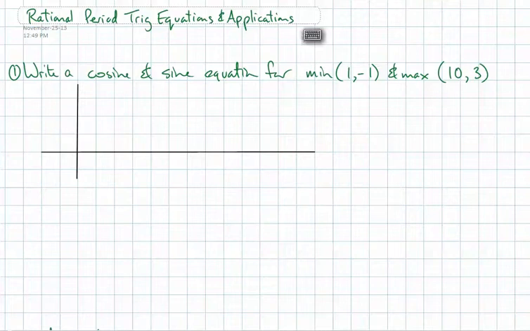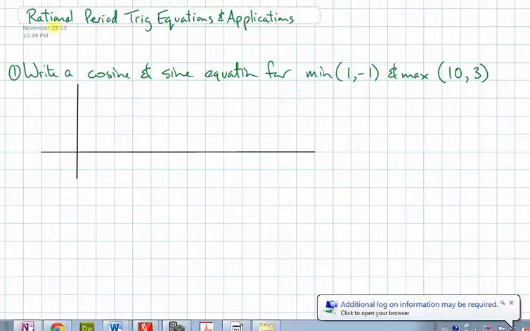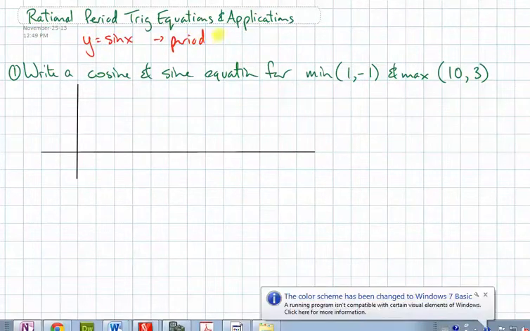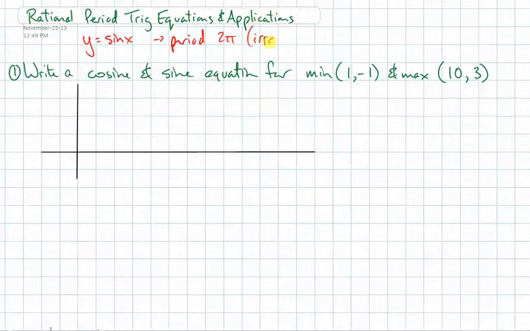In this lesson, we are going to use our knowledge of trig functions and sinusoids in particular to look at rational period trig equations and some applications. So y equals sine x has a period of 2 pi, which is irrational. So to have a rational period, our equation is going to have a pi in it, and you're going to see that, and keep that in mind when you think about the differences of what you've seen in trig equations before versus what I'm about to show you now.